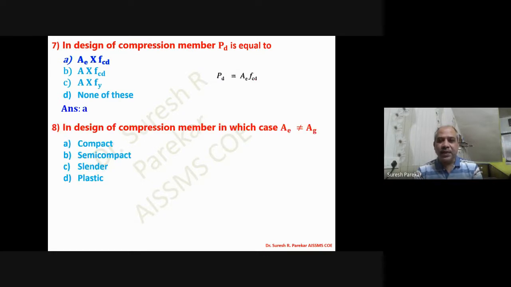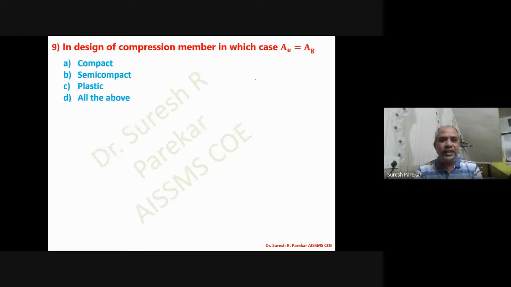In design of compression member, in which case AE is not equal to AG? If you go to the compression member lecture, then you will get the answer for this. And the answer we have is slender. So in all other cases, that is compact, semi-compact and plastic, we have AE equal to AG. So here the question, in which case AE equal to AG, and then we have all the above. Except slender, we have AE equal to AG.